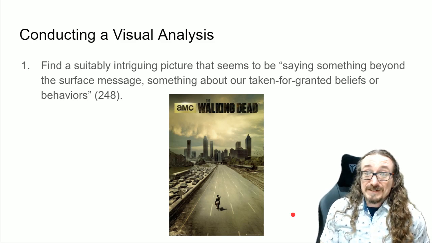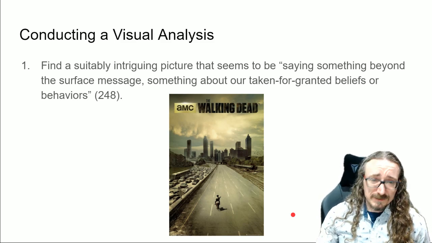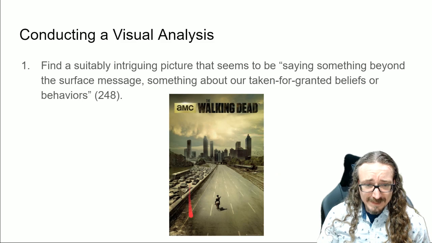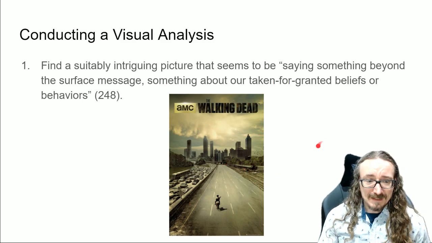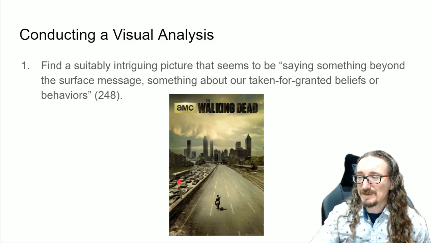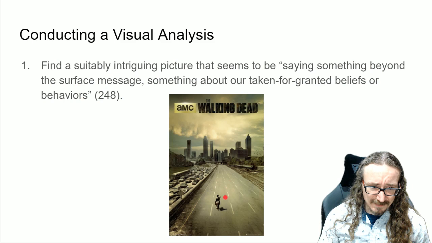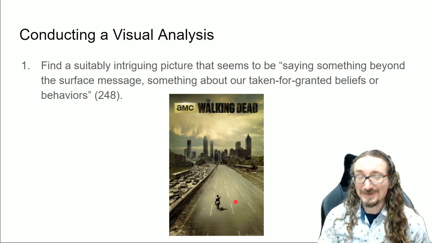All right, so if you want to conduct a visual analysis, how do you do it? Well, the first thing is to find an image like this very famous Walking Dead poster. When I look at that, I see it's kind of interesting. You've got all these cars coming on the one side, they're stuck, and then you've got this guy on the horse, Rick, kind of all by himself over here on the right.